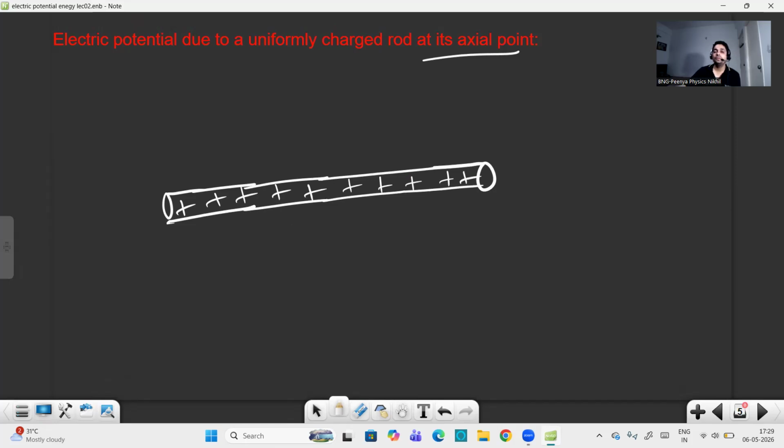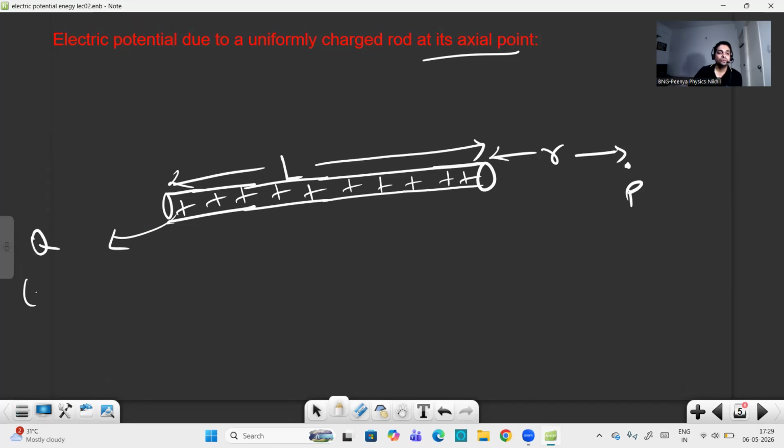Now due to this uniformly charged rod, I will find the electric potential at point P. Let this be at r distance from here, and the rod having the length L. Here the total charge is Q.